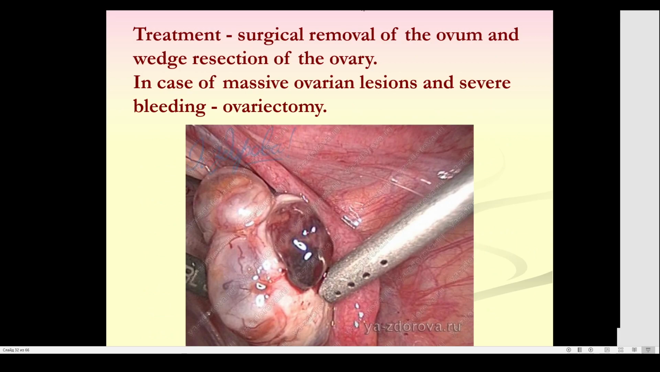What treatment in case of ovarian ectopic pregnancy? Only surgical. Only surgical removal of the ovum and the resection of the ovary. In case of massive ovarian lesions and severe bleeding, we use ovariectomy.